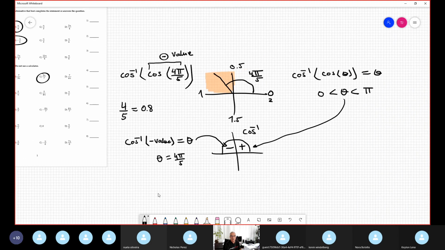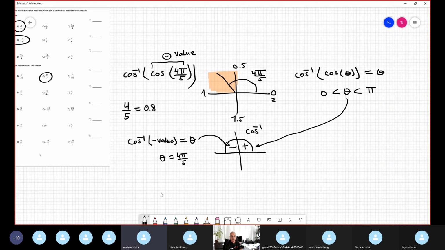More clear now? No, Professor, I don't get this one. This one was hard. No, it's the same. Do you understand that 4 pi over 5 lies in the second quadrant? Yes, I do. Now, this is the quadrant matching perfectly with the negative value and the cosine inverse. Therefore, they are identical. In the previous example, there was a contradiction. In this example, there is no contradiction. Everything matching, everything flows. Nice.